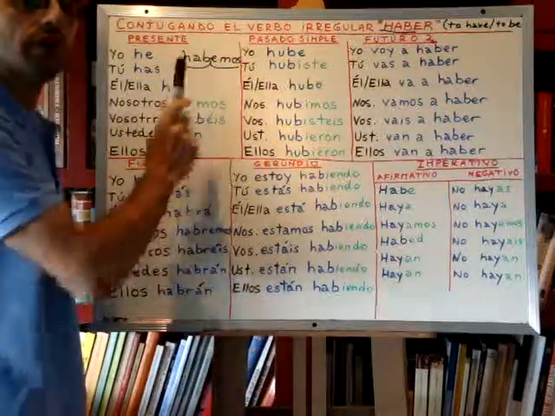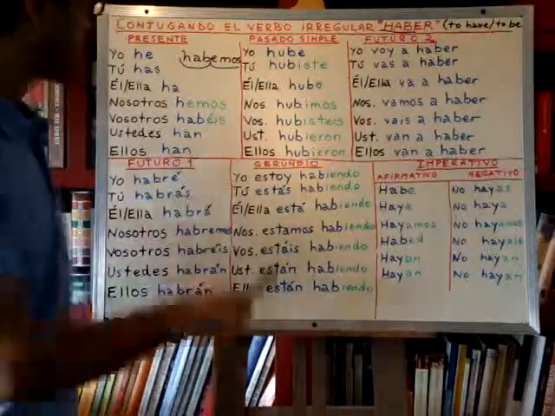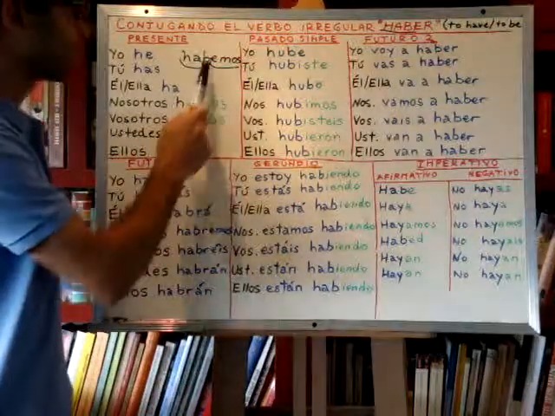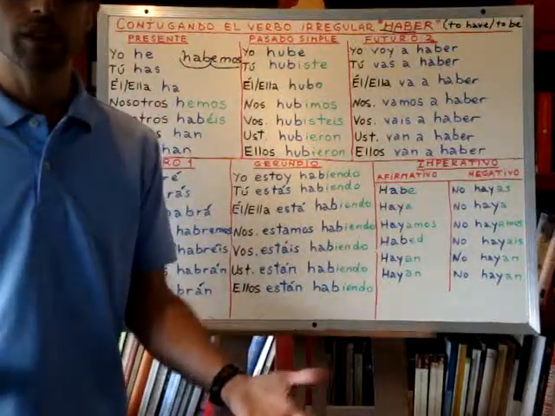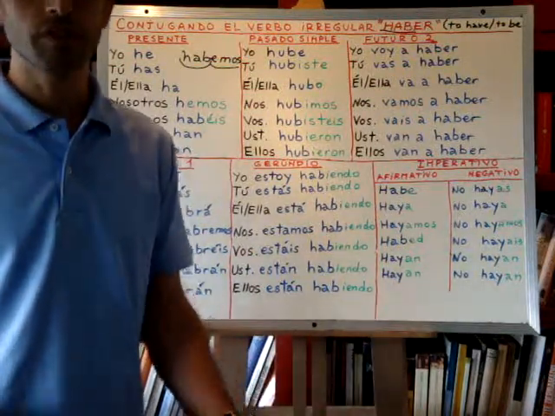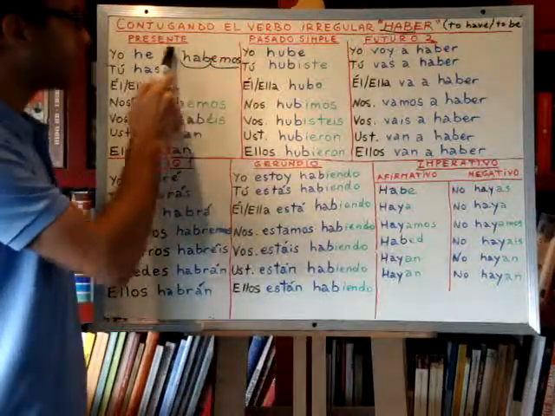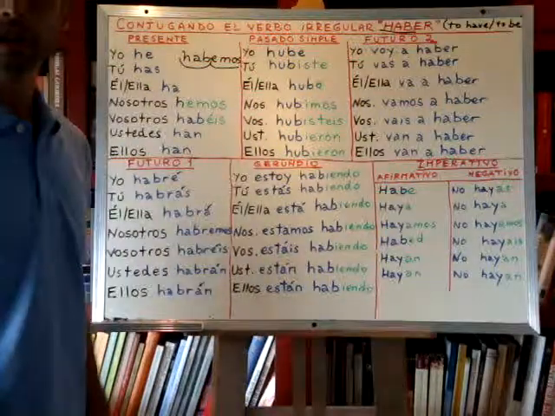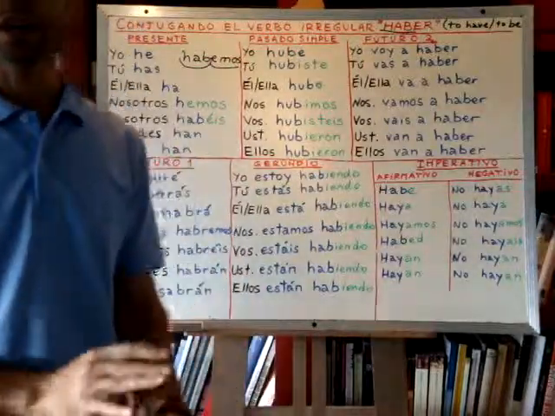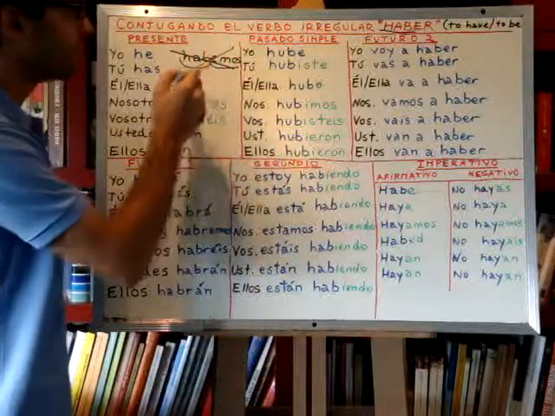So, habemos does not exist anymore. It is completely wrong, and it is so wrong that even today, if you use habemos, it not only sounds old-fashioned, it simply sounds vulgar. Okay, so you're not even speaking in an old-fashioned Spanish if you use habemos. It's just simply vulgar, and that's all. We just use hemos. Okay, so habemos is totally wrong.